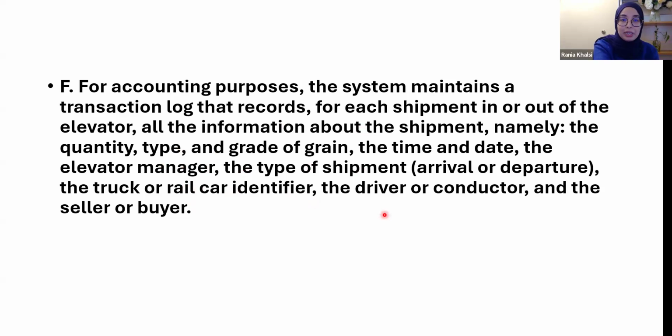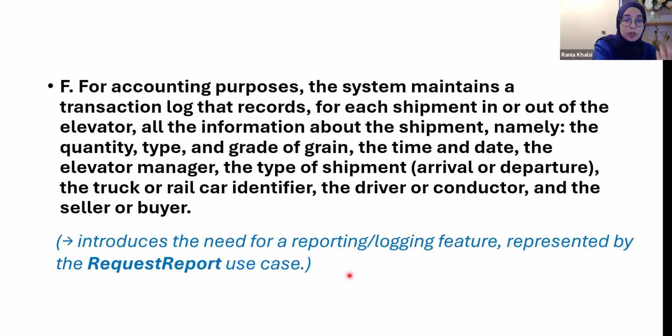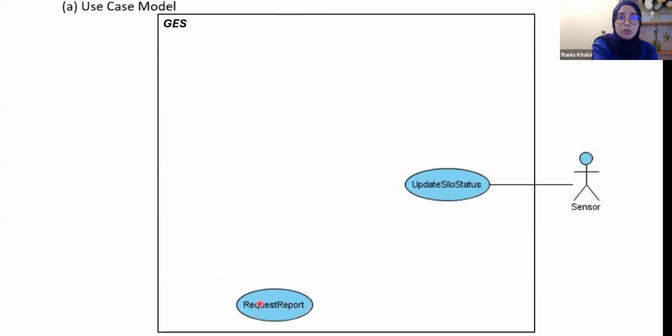So from this paragraph mainly, what we can learn. This paragraph introduces the need for a reporting or logging feature. It could be represented by a request report use case. Here we understand that this system has something that can track reports. We still don't have information about who the actor doing this is, but at least the system has some report. We can request this report and get it, by the way, okay? So we just draw this use case. No need to mention the actor because we still don't know.